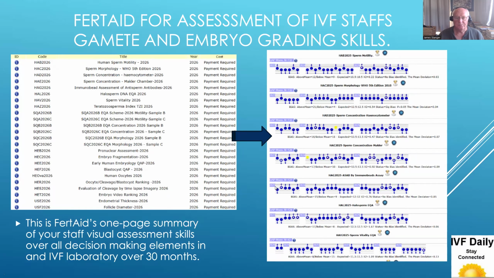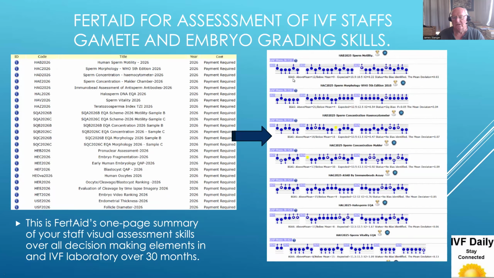And what it does is provide a series of quality assurance schemes each year with a number of releases in each one. The clinic can subscribe to any or all of these, and if the staff complete all the tasks, they can produce in one page an EQA summary of their clinic's performance relative to everybody else in the scheme. So this is a graphic I produced.